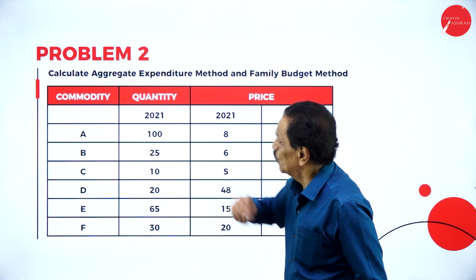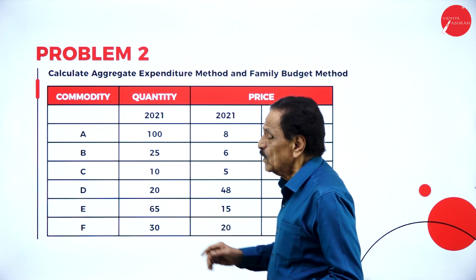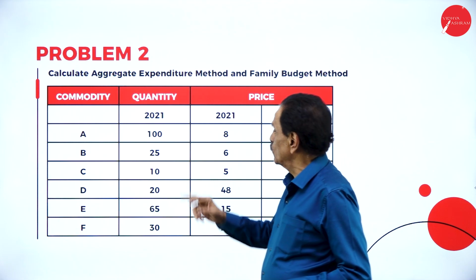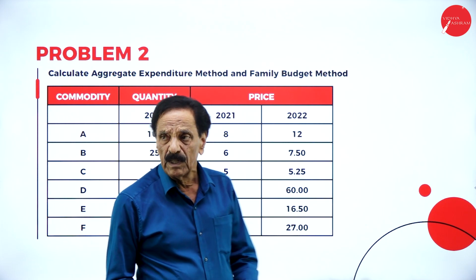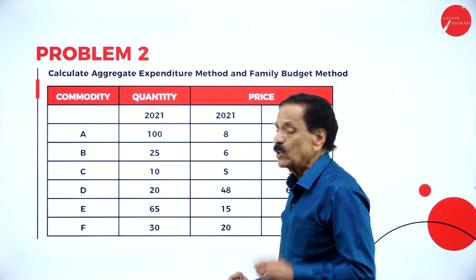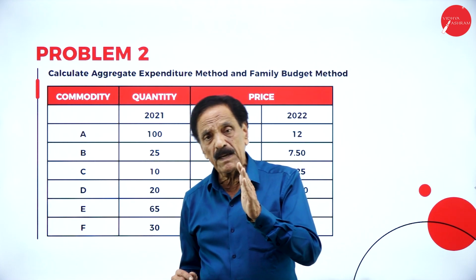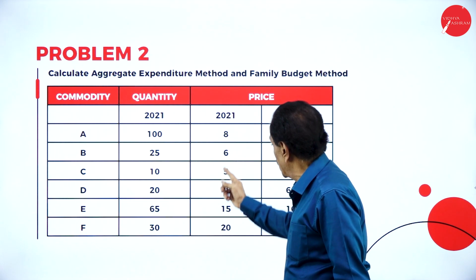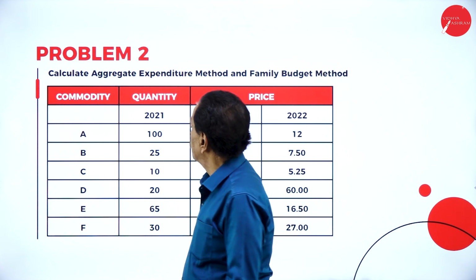The second problem goes: calculate the aggregate expenditure method and family budget method. So they have given commodities A, B, C, D, E, F. Quantity of 2021, price of 2021, price of 2022. This is the base year. This is the current year. Q means quantity, P means price. Q0 is base year quantity. P0 is base year price. This is the current year price. So we'll move on now.